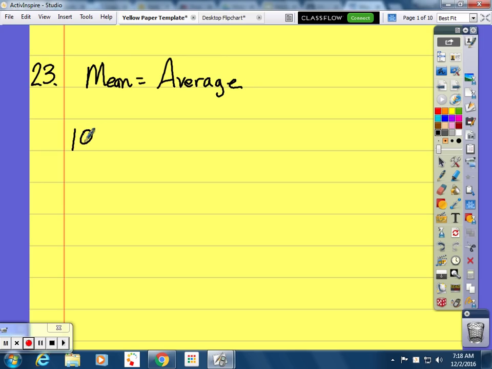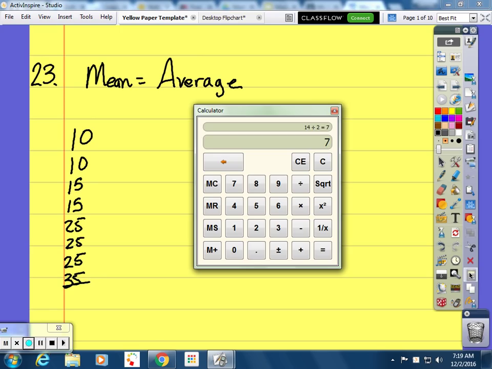So there was a 10, a 10, a 15, a 15, 25, 25, 25, and a 35. This was last month. So when I add all these together, I get 10 plus 10 plus 15 plus 15 plus 25 plus 25 plus 25 plus 35. And I hit equal.